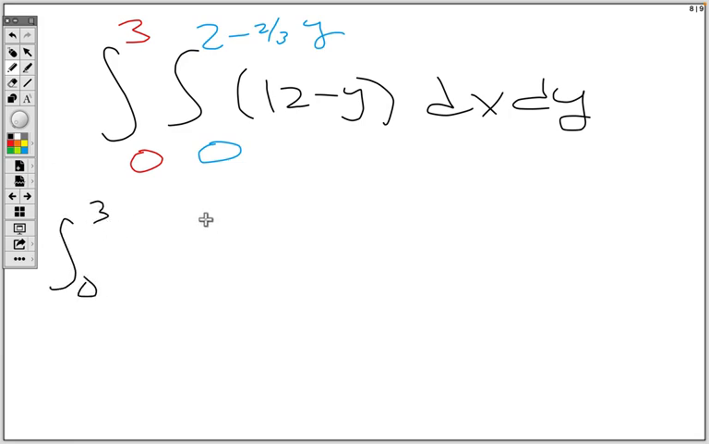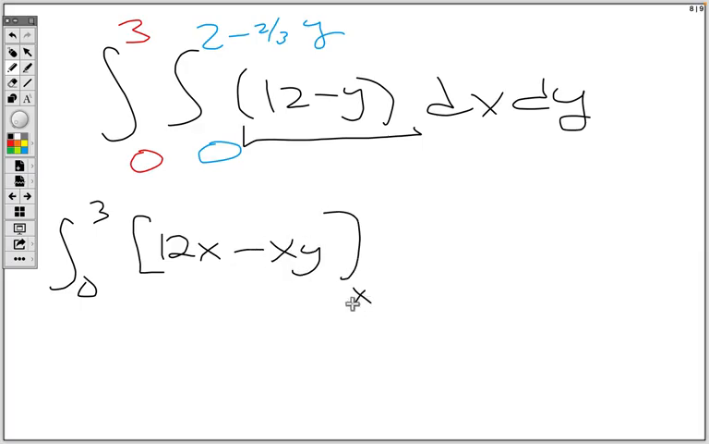So integral 0 to 3. Let's integrate this. What's the integral of this with respect to x? 12 is a constant. Integrate 12 with respect to x, what do you get? 12x. And y is also a constant, so when you integrate that with respect to x, you just get xy. This is from x equals 0 to x equals 2 minus 2/3 y, dy.